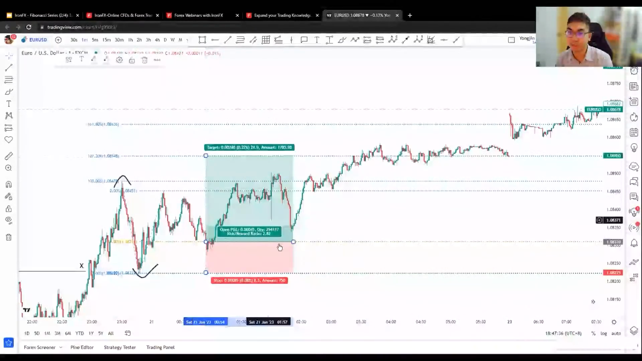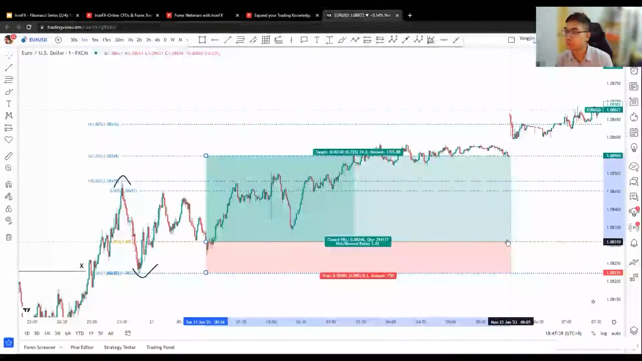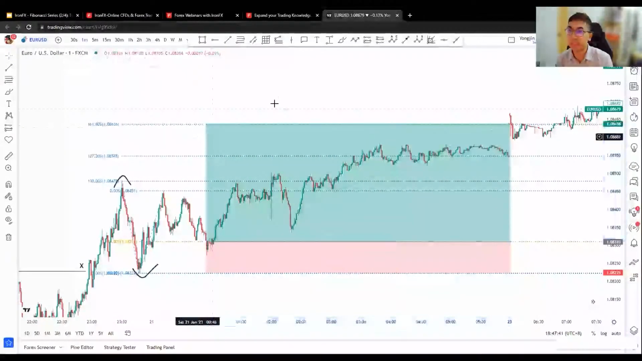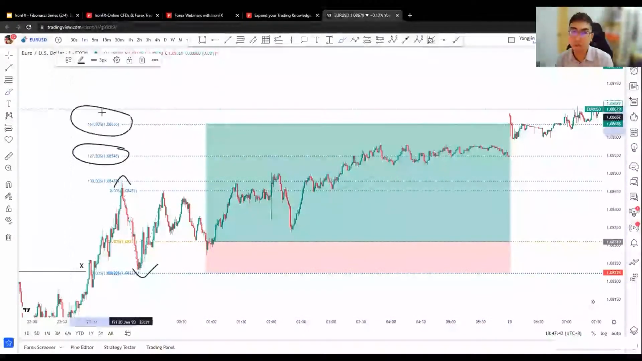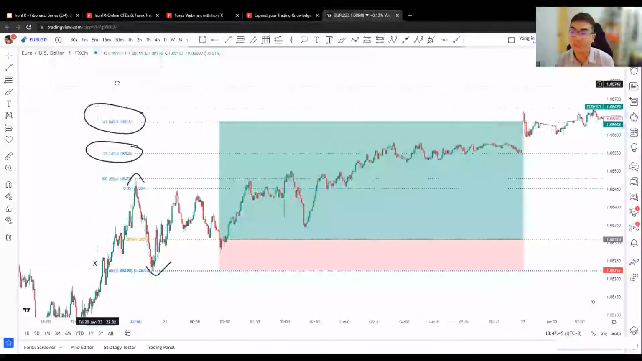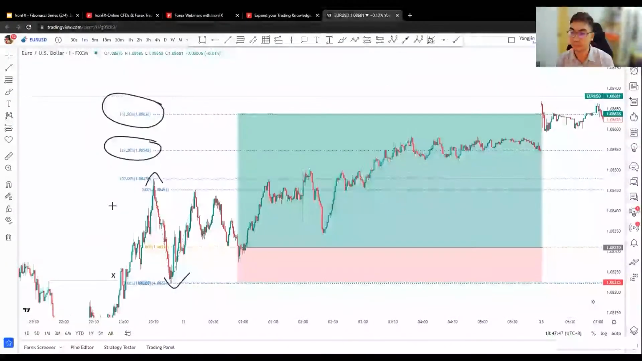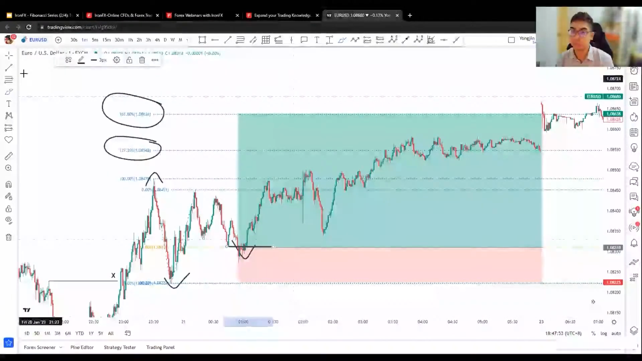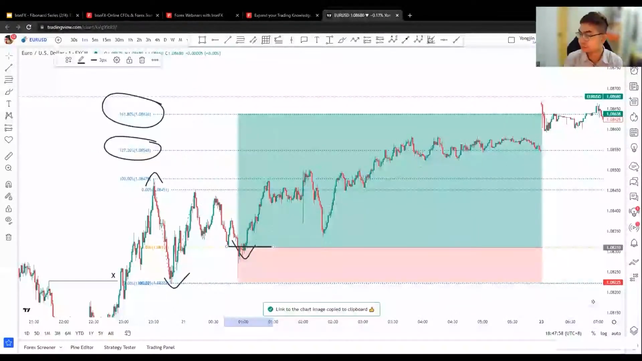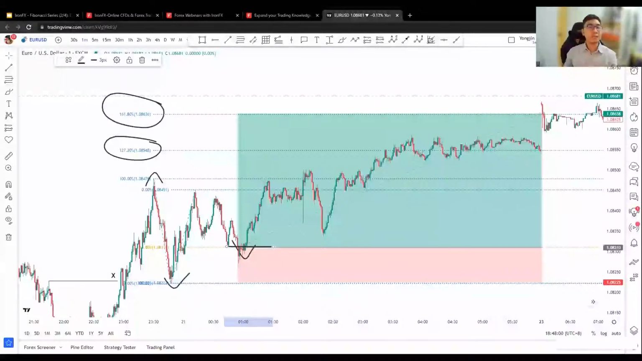You can aim for the 127.2% Fibonacci extension line or the 161.8% Fibonacci extension line. Okay, I'll just screenshot this down and send it to the chat. Copy link to chart image, send it over. So yeah, any questions so far? I think you guys have no questions. You guys are just slowly understanding what is going on.